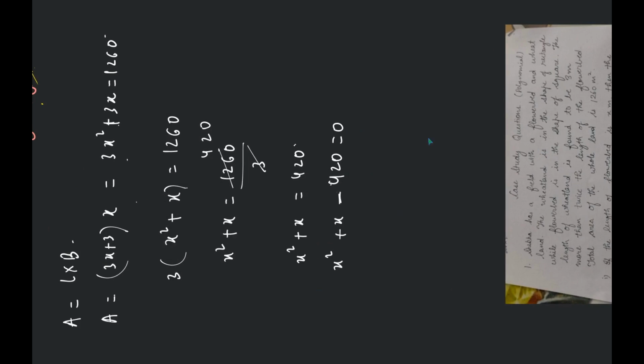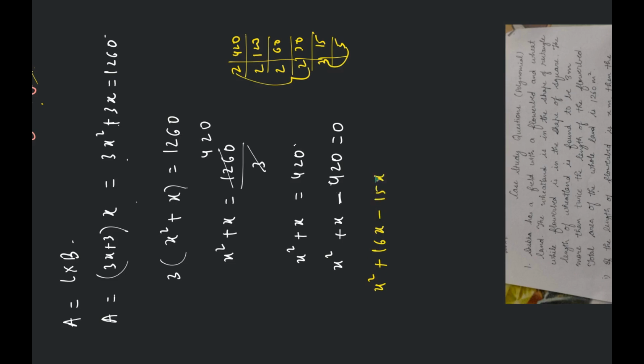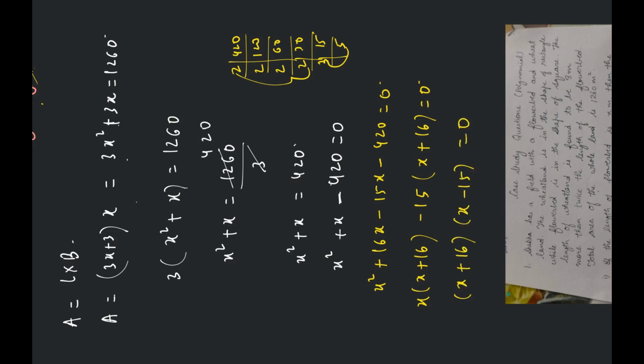Now 420, just factorize it. 420, middle term splitting. This is 120, this is 60, this is 30, this is 15. This is 3, 5s are 15. And this is x square plus 16x minus 15x minus 420 equals 0. So x plus 16 minus 15 into x plus 16 equals 0. That is x plus 16 and x minus 15 equals 0.